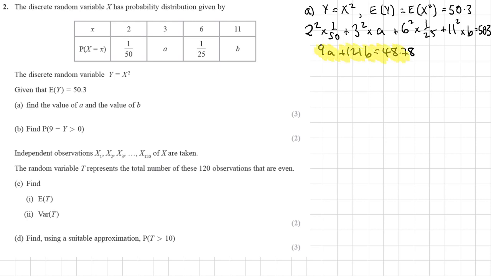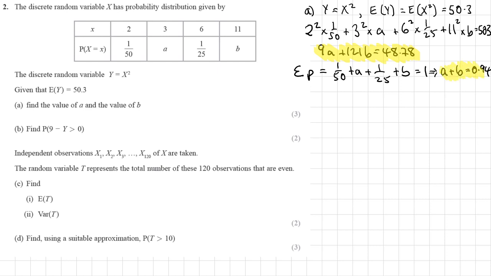Now the second equation we get from the fact that the sum of the probabilities is equal to 1. So the sum of P, all the probabilities, is equal to 1. So that will be 1 over 50 plus A plus 1 over 25 plus B is equal to 1. That equation can be tidied up a bit, and we'll have A plus B is equal to 0.94. So there's my second equation.